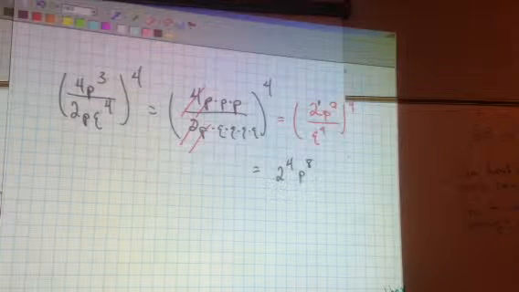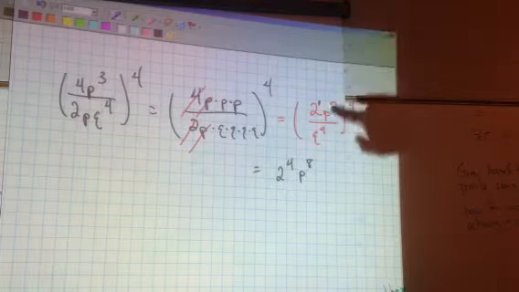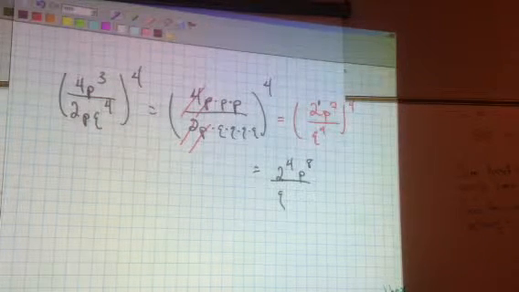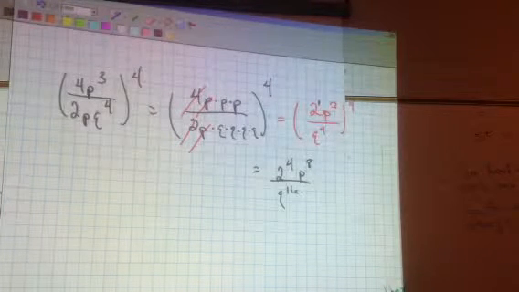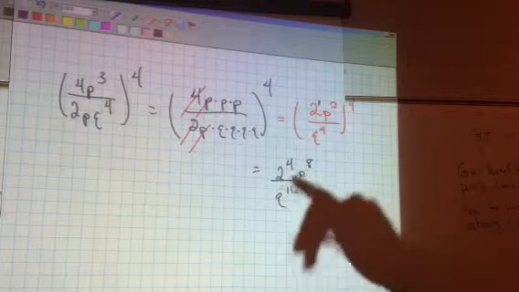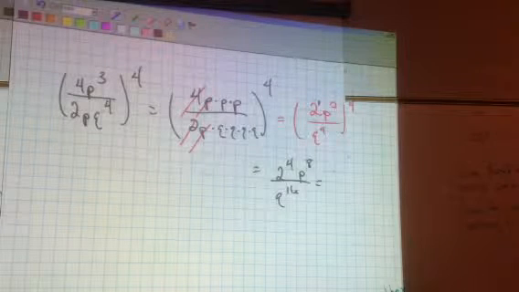Notice I'm not adding them. This is a power of a power rule. I'm raising it all to this other exponent, so I'm going to multiply my exponents all over q. And then I have a 4 times this 4, which is q to the 16th. And then I'll just double check, make sure nothing's going to divide out. No, they all have different bases, but I can write 2 to the 4th as a 16.